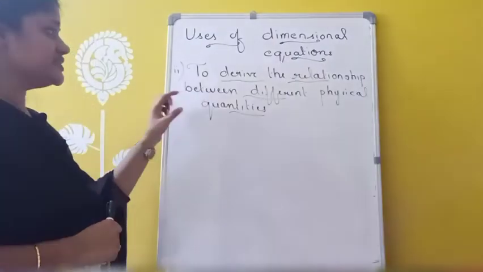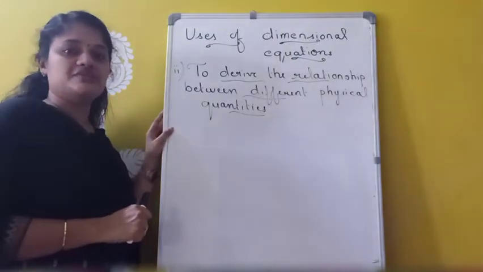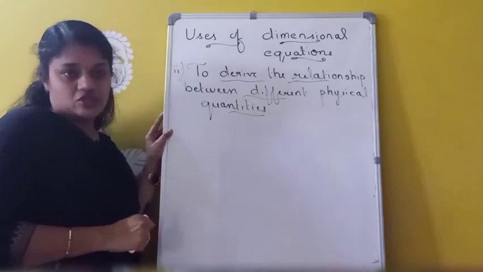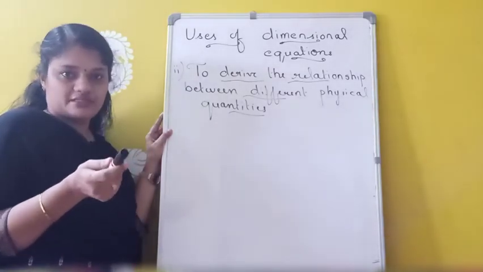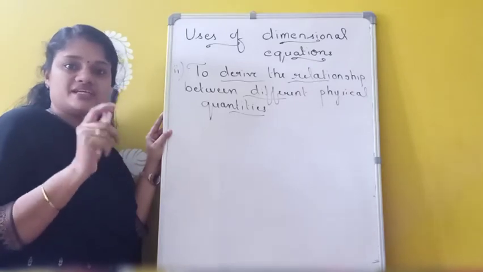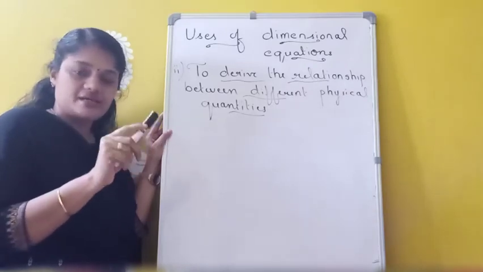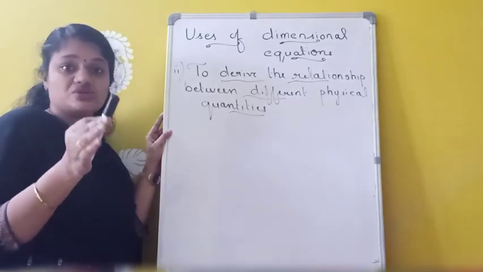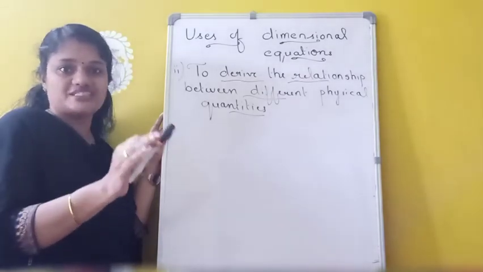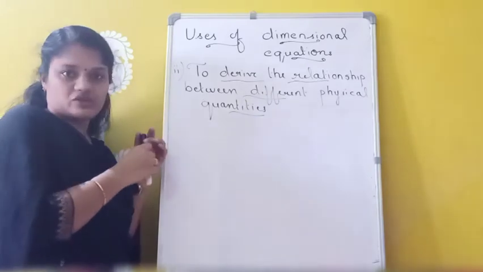The second use is to derive the relationship between different physical quantities. If we know the factors on which a physical quantity depends, then we can easily derive a relation connecting that physical quantity and those factors with the help of dimensions. So we should know the factors on which that physical quantity depends. Suppose I am taking one example.